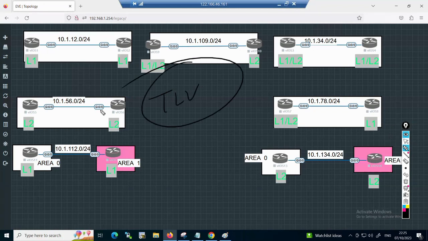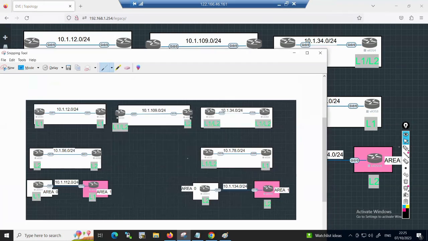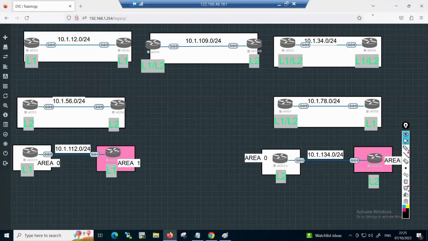So we'll see TLVs. Then maybe you guys have to wait for one more weekend for the exam. But I'm telling you, you will become a fan of this protocol. Let's see how it goes.